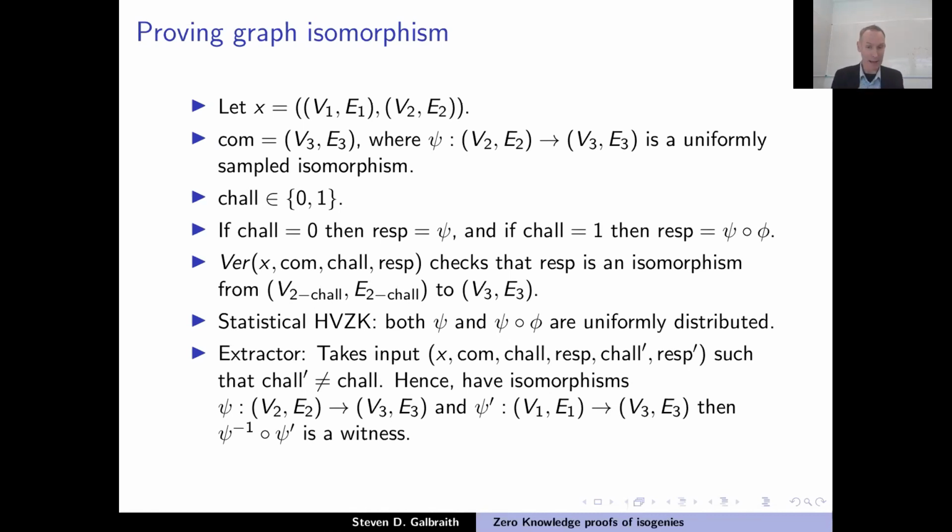So all I need to use now is the fact that C prime is an isomorphism and an inverse exists, because C is an isomorphism and an inverse exists. That's part of what I verify: I verify that it's an invertible map, so I know it has an inverse. And if I compose a map from the first graph to the third graph with the inverse of a map from the second graph to the third graph, I get a map from the first graph to the second graph. And you can show that this will also be an isomorphism. So the extractor doesn't need to think about whether the prover knows a witness or not. The extractor is building a witness out of the proof.